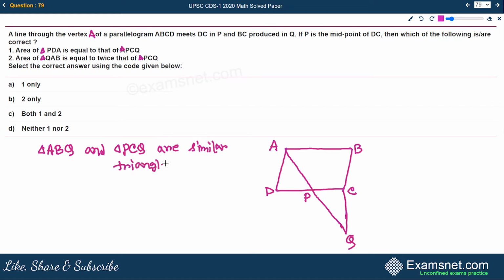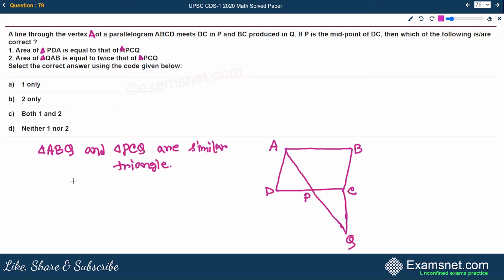Similar triangles. By the AA criterion, angle Q is the same for both triangles, and since this is a parallelogram, AB is parallel to CD, correct? Here AQ is a transversal, so these two are corresponding angles. So according to AA similarity, these two triangles are similar.